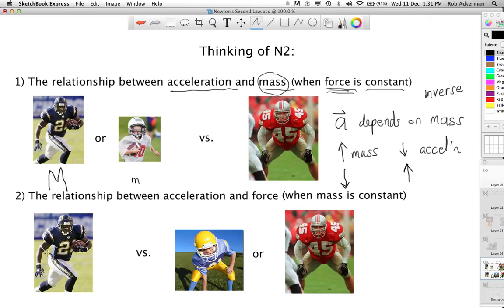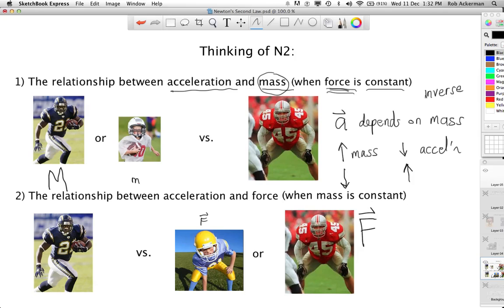This time, the original professional running back has the ball, and he's running, and he is up against a little kid who's going to try to tackle him, versus the same professional who's going to try to tackle him. It's pretty clear that this little kid can only exert a little bit of force on the running back, but this player here can exert a lot of force on the running back. The mass here is, of course, constant.